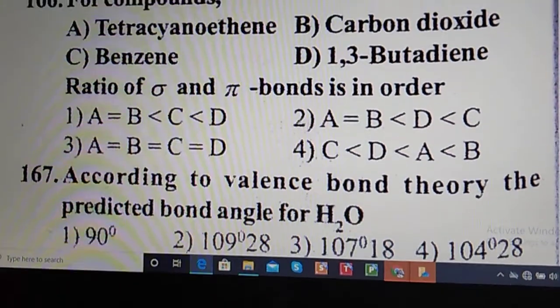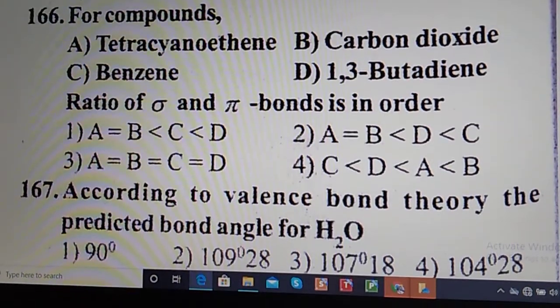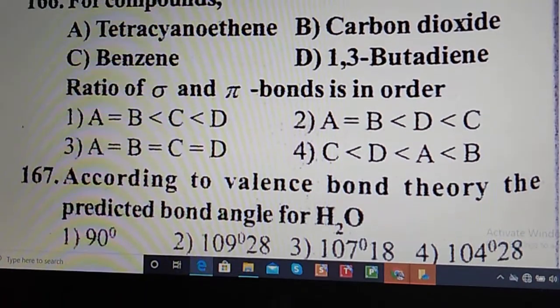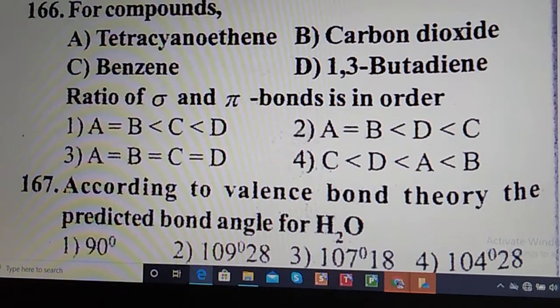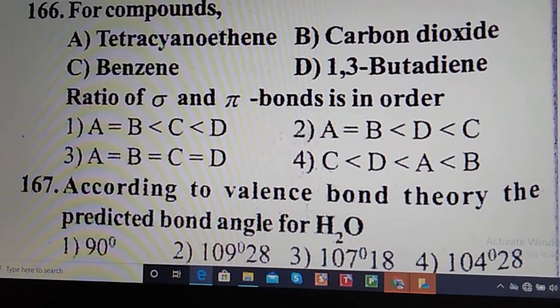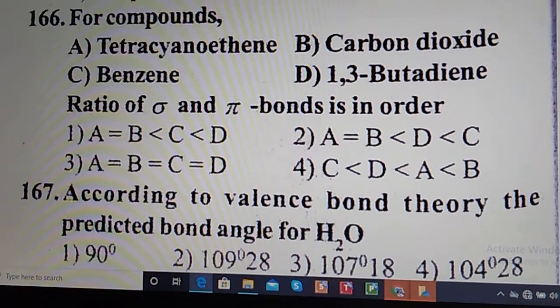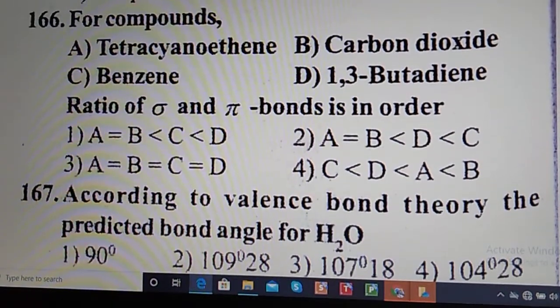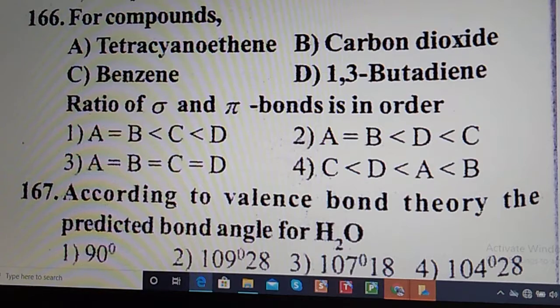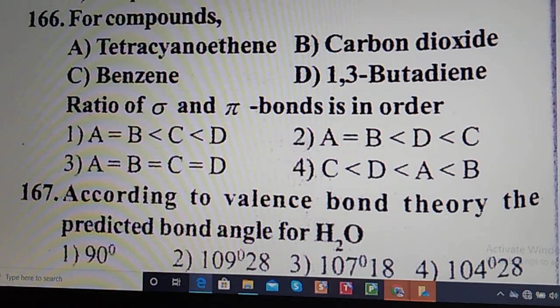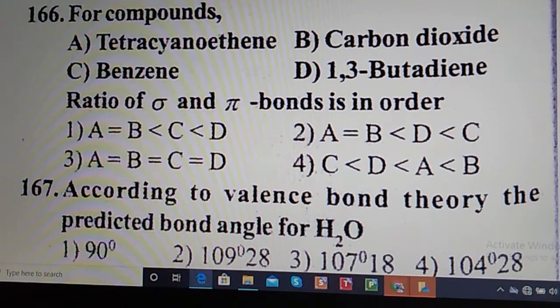Now the next question is, student, for the compound. For the compound they have given quite a big question: tetracyanoethane, carbon dioxide, benzene and 1,3-butadiene, the ratio of sigma and pi bond is. Okay, so this is quite a good question, student. That is 166. They are saying the ratio of sigma and pi bond.